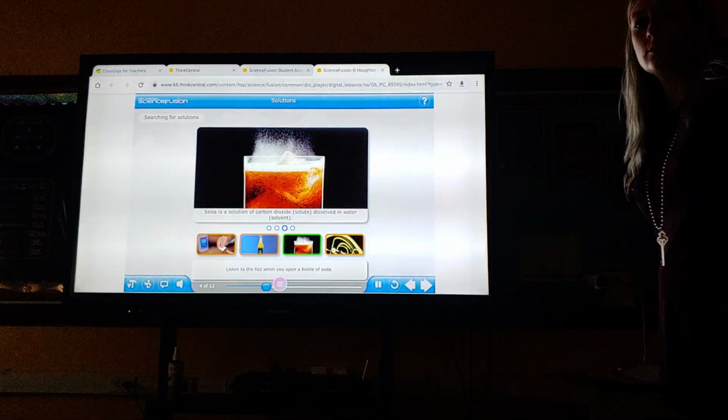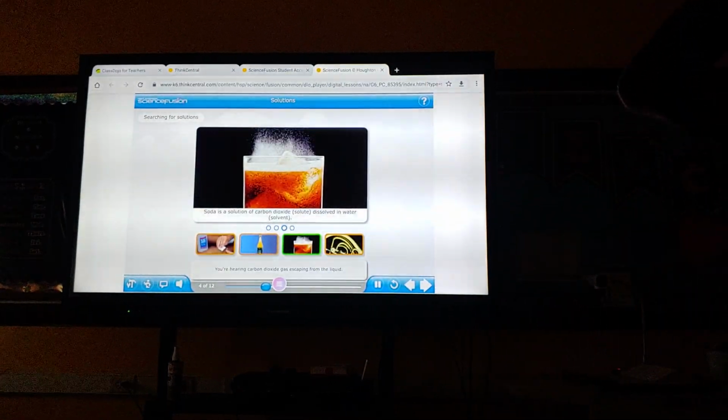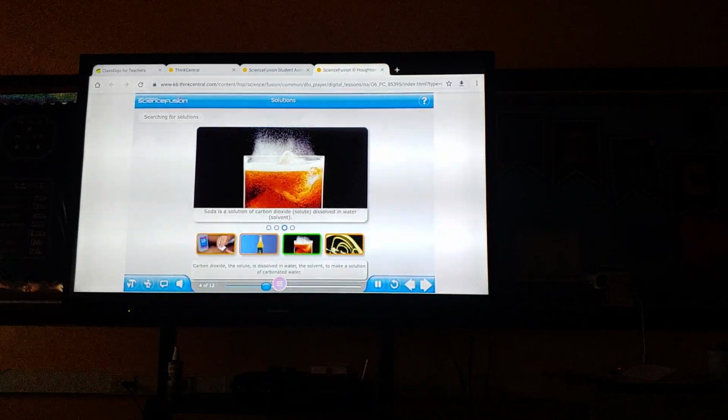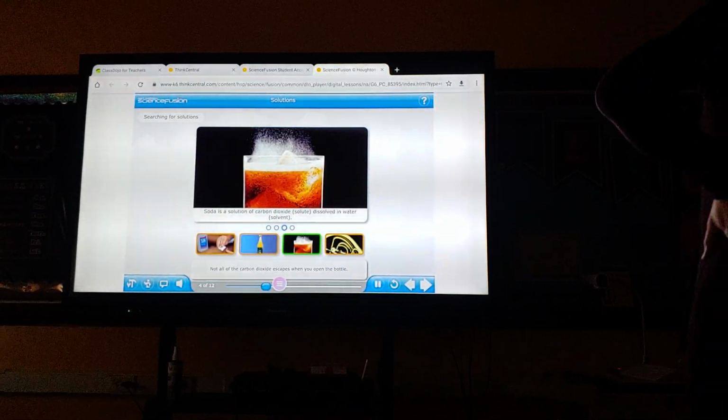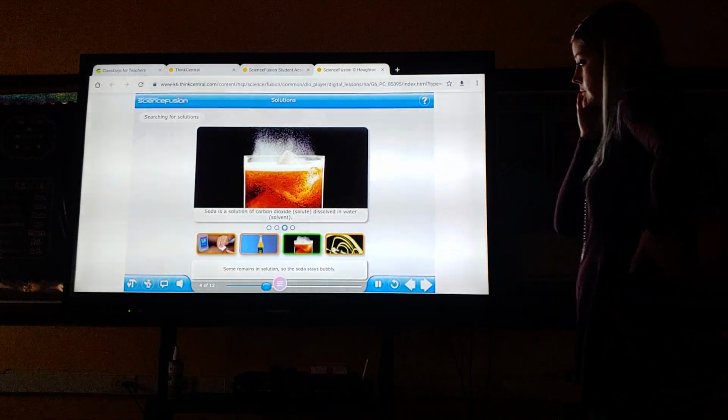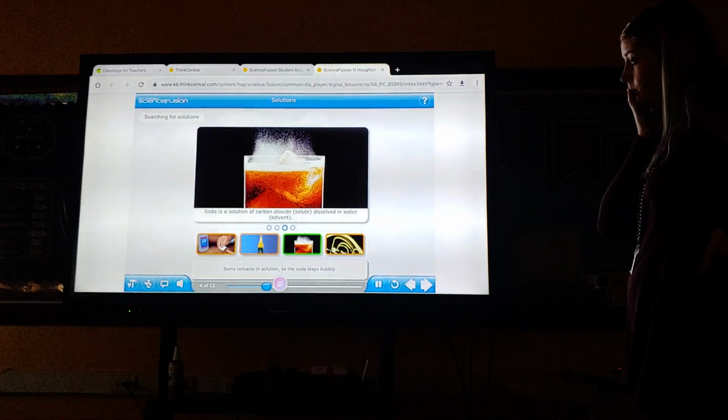Listen to the fizz when you open a bottle of soda. You're hearing carbon dioxide gas escaping from the liquid. Carbon dioxide, the solute, is dissolved in water, the solvent, to make a solution of carbonated water. Not all of the carbon dioxide escapes when you open the bottle. Some remains in solution, so the soda stays bubbly.